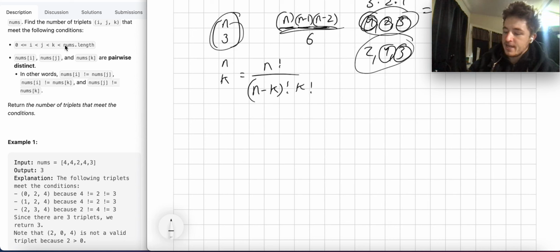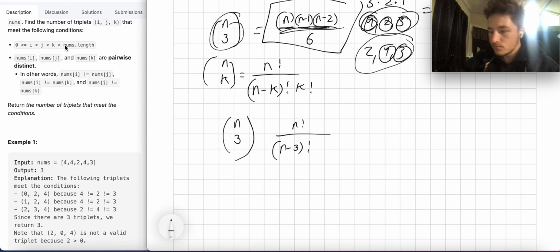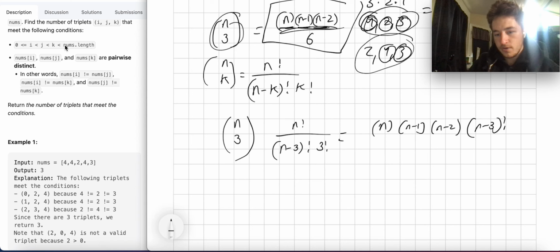Right, now I'm just saying hand-wavily that this is what the solution is. But if we looked at n choose 3, so how many ways can we choose 3 things? Well, we have n factorial over n minus 3 factorial times 3 factorial, which equals n times n minus 1 times n minus 2 times n minus 3 factorial. Because I'm just splitting up the factorial: n factorial is n times n minus 1 times n minus 2 times n minus 3, and so on and so forth.